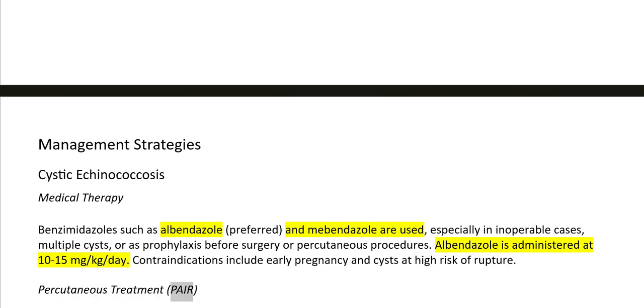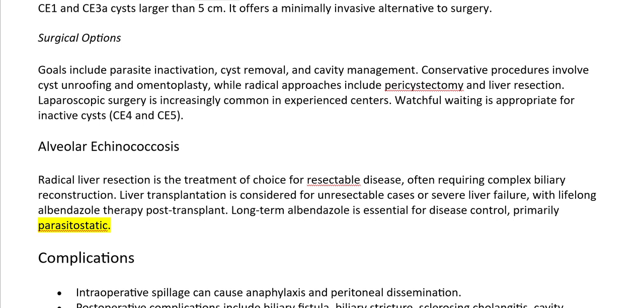Percutaneous treatment, PAIR, involves puncture, aspiration, injection of scolicide, e.g., hypertonic saline, and reaspiration. Best suited for CE1 and CE3A cysts larger than 5 centimeters. It offers a minimally invasive alternative to surgery.